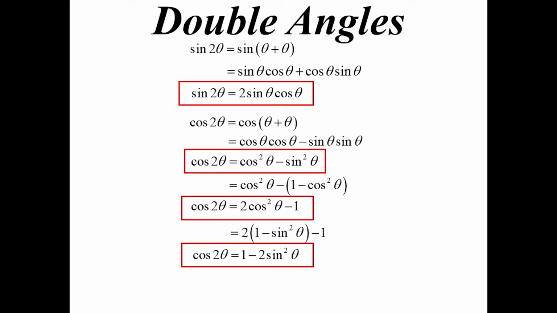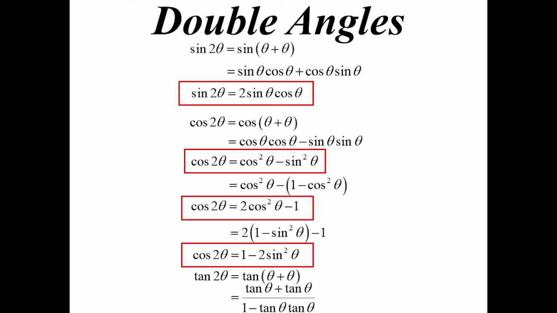So it's cos squared theta minus sine squared theta. But if we want it in terms of cos, notice we then get 2 cos squared minus 1. So the cos squared is positive. Whereas if we want it in terms of sine, we get 1 minus 2 sine squared. The sine squared is negative. How do we remember that? We go back to the original formula, cos squared minus sine squared. So the cos squared is positive, the sine squared is negative.